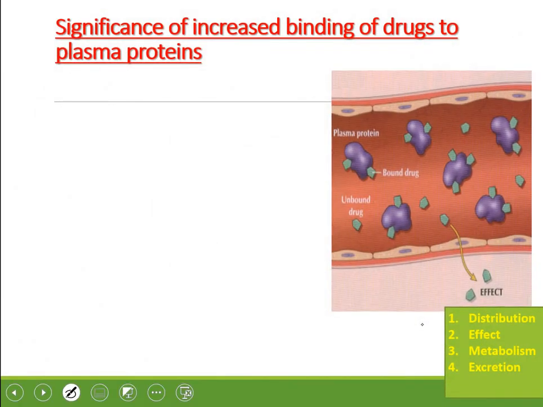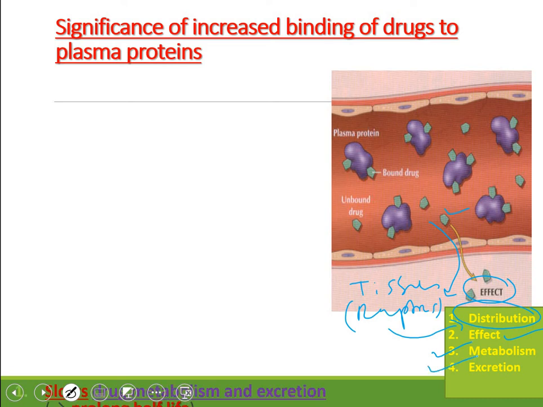The significance of increased binding of drugs to plasma protein plays a very important role. For example, from the blood, the drug will go to the tissues. It is the tissues that have receptors. Remember, as I said in the previous slides, I'm repeating it again and again so that you will understand. Distribution is very important, from here to reaching the tissue. This is called distribution. And the pharmacological response is also regulated by the free drug. Consequently, it is the free drug that is exposed to metabolism, and subsequently metabolism leads to polar compounds which will be eliminated from the body.